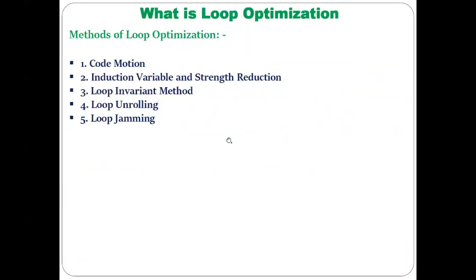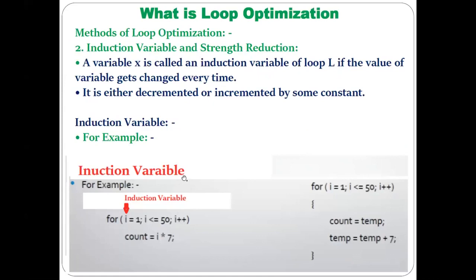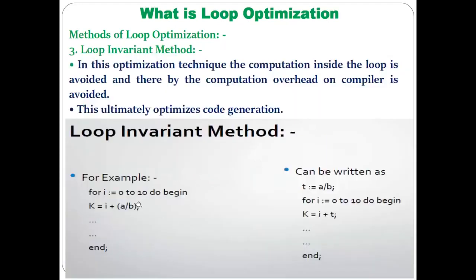As you can see, first we saw code motion or frequency reduction, where we move certain code outside the loop, if its result is going to remain unchanged, even if it is outside the loop or inside the loop. Such code we move outside the loop. Then induction variable and strength reduction, where the compiler replaces the high strength operator with the less strength operator. Then we have the loop invariant method, where we move the loop invariant code outside the inner loop, so that the computation overhead gets reduced.